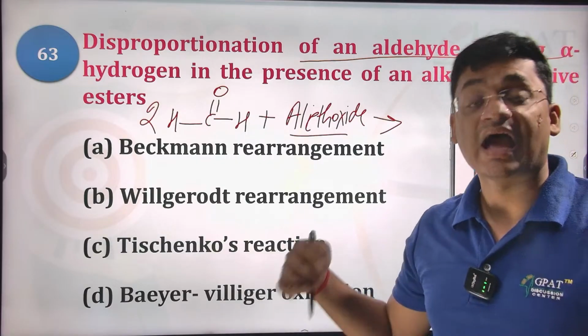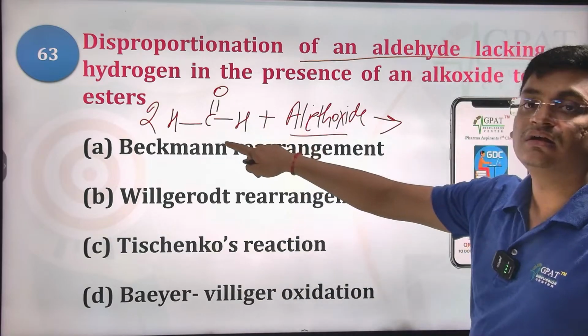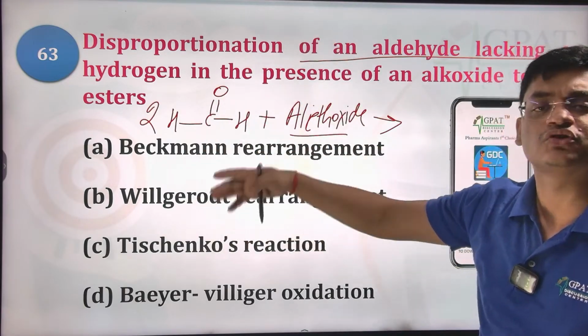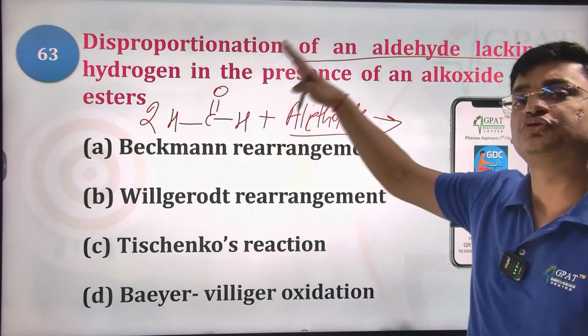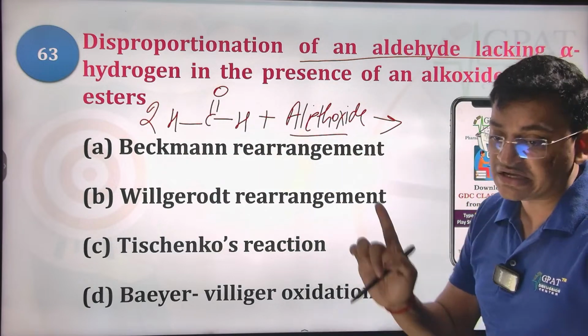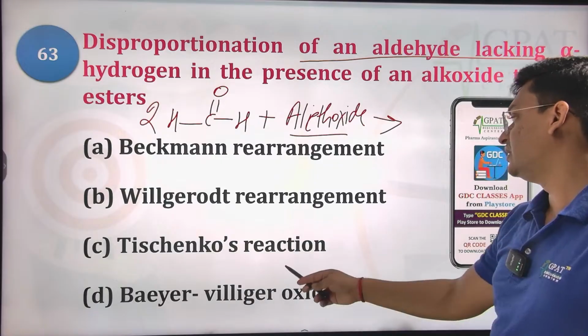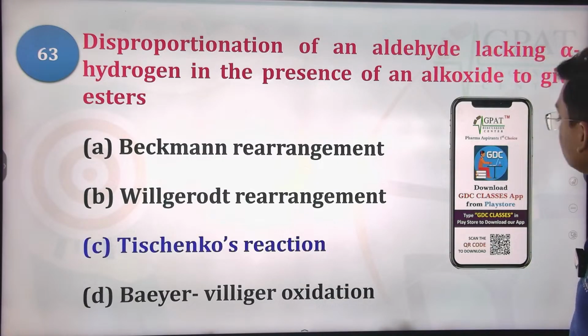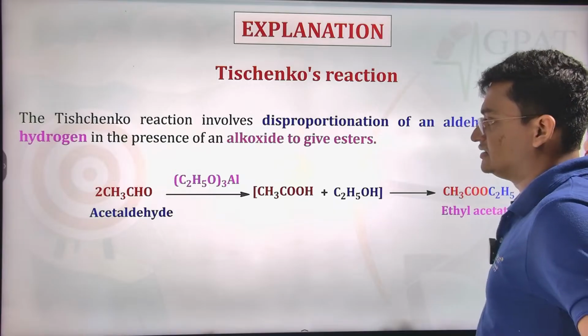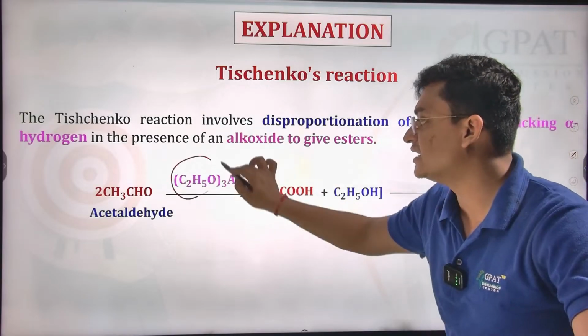This is the Cannizzaro reaction. If we convert an aldehyde, whether it has alpha hydrogens or not, directly to its ester derivative, that is known as Tishchenko's reaction. So yes, this is Tishchenko's reaction. Here C is the right answer. We have aluminum ethoxide.